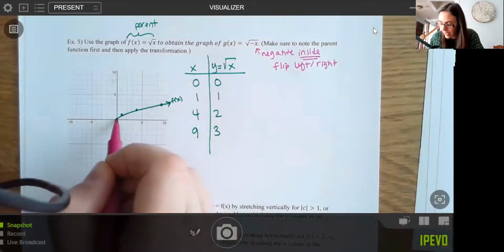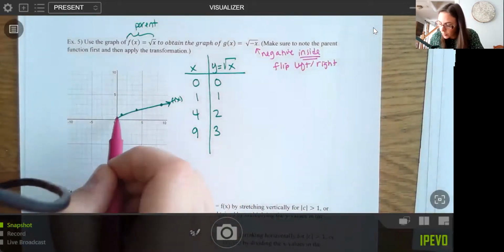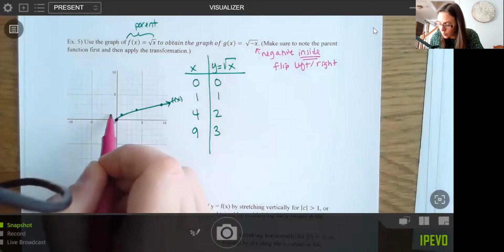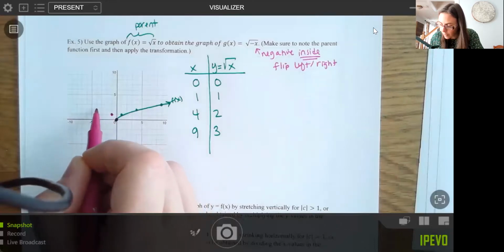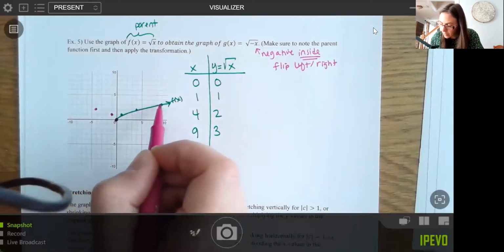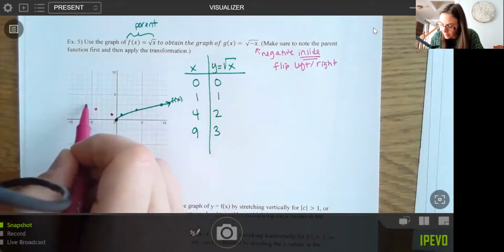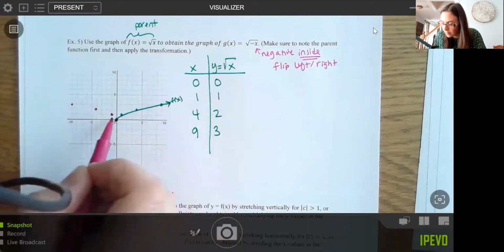So the 0, 0 can't really get flipped. It's going to stay. But this point here, if it's 1 on the right, it's going to move to 1 on the left. Here we're 1, 2, 3, 4 on the right. So we're going to move 1, 2, 3, 4 on the left. Here we're 9 on the right. So we're going to move 5, 6, 7, 8, 9 on the left.